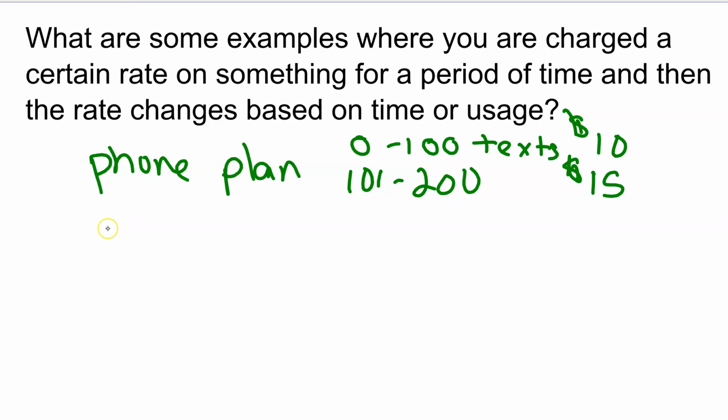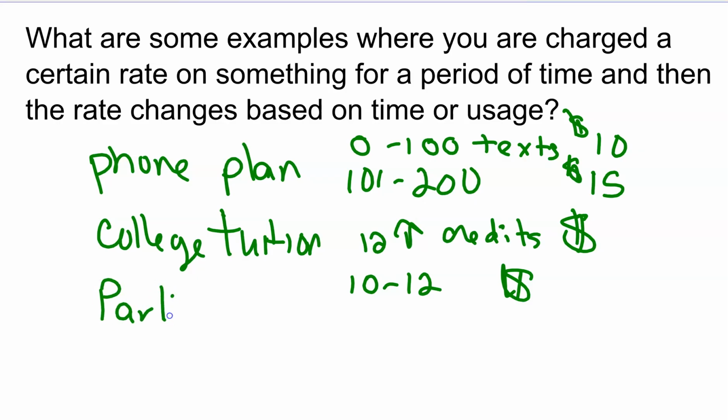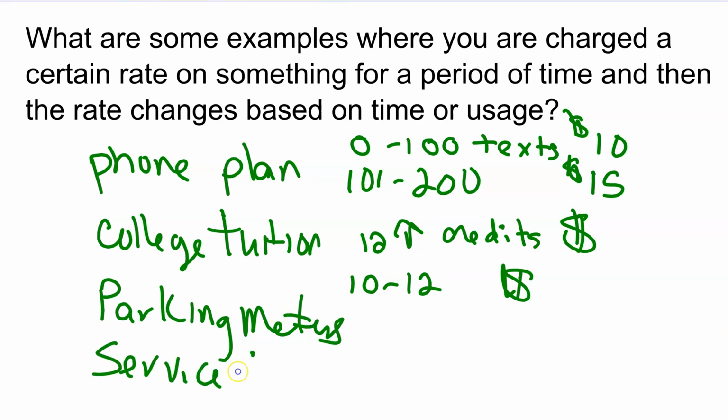Another one would be college tuition. This didn't used to be this way. But now if you have 12 credits or higher, you're going to pay a certain dollar amount. So whether you have 12, 13, 14, 15, all the way up to 18, that's full time. And part-time might be 10 to 12 credits, and that's going to be another certain amount of money. Parking meters are also ranges.